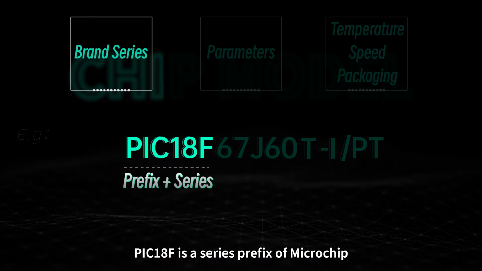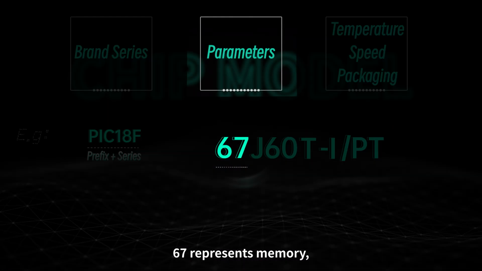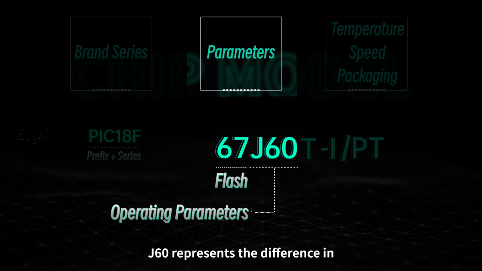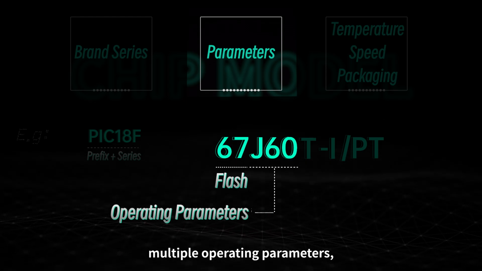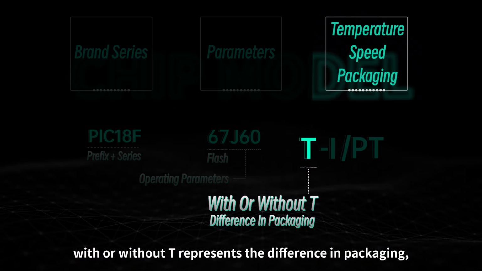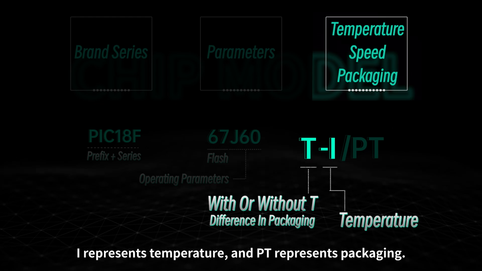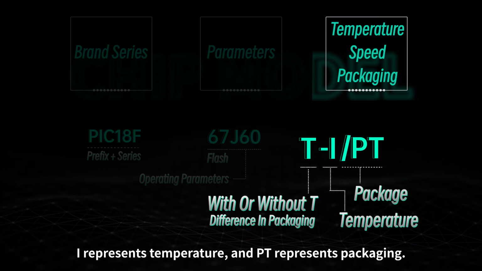PIC18F is the series prefix of Microchip. 16.7 represents memory, where 16 represents the difference in multiple operating parameters. With or without T represents the difference in packaging. I represents temperature, and PT represents packaging.